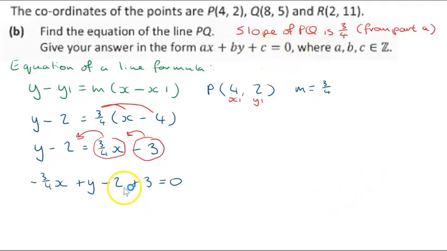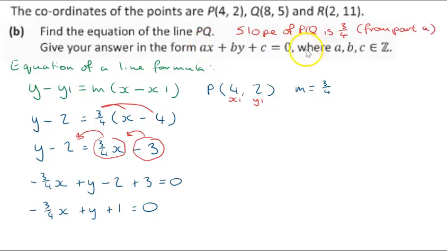So we're going to simplify: minus 2 plus 3 gives us 1. So we have minus 3/4 x plus y plus 1 is equal to 0. So we do have it in the form of the x first, then the y, then the constant, equal to 0. However, we have a fraction, and we don't want a fraction.